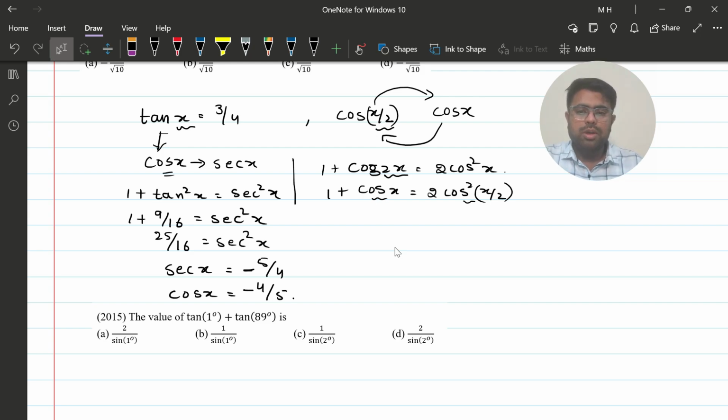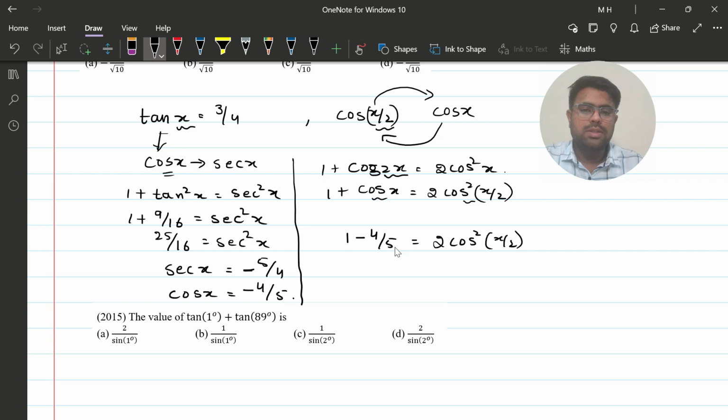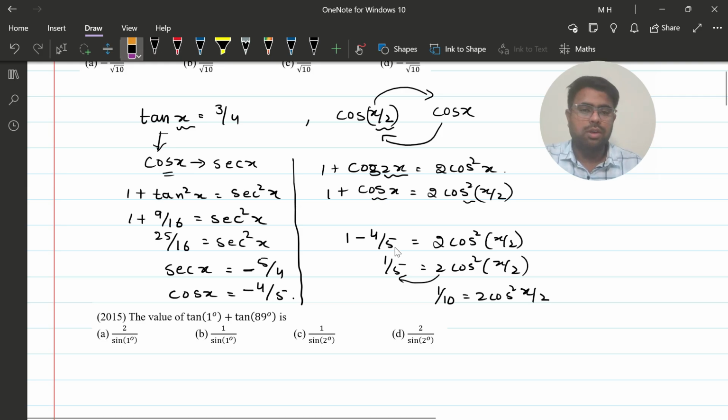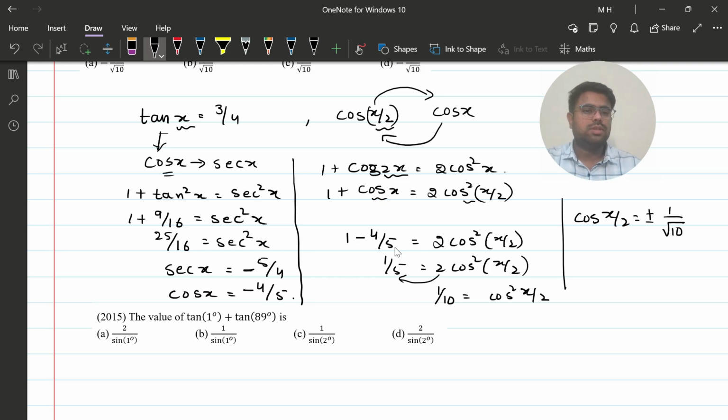So what I'm going to do is substitute the value of cos x here. So it is 1 minus 4 by 5 is equal to 2 cos square x by 2. So it is going to be 5 minus 4 is 1 by 5 equal to 2 cos square x by 2. If you bring this 2 here, it is going to be 1 by 10 equal to cos square x by 2. So therefore cos x by 2 is going to be plus or minus 1 by root 10. Okay, so this is what you got.